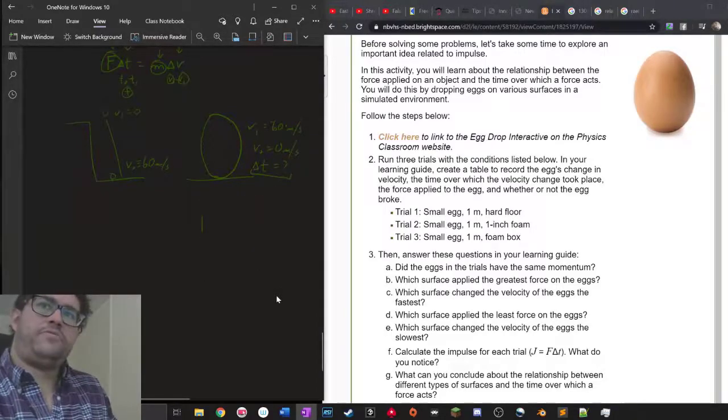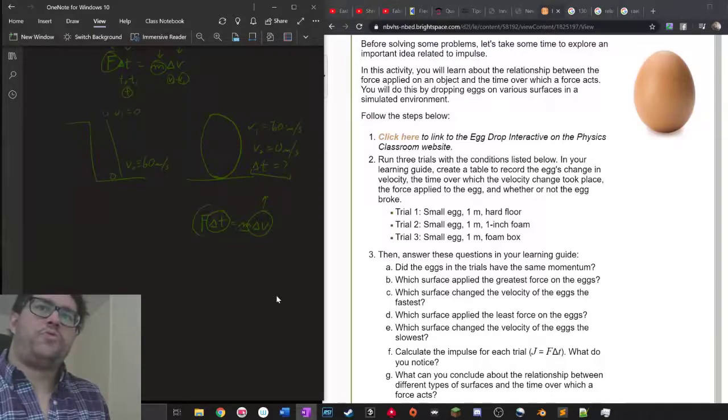Let's take it again. F delta T equals M delta V. Delta V is up there. You can see V1 and V2. The mass does not change. Delta T is the time it took for the egg to change velocity from this to this, which means also the force that it experienced in order to do so. Let's look at this side of the problem first.